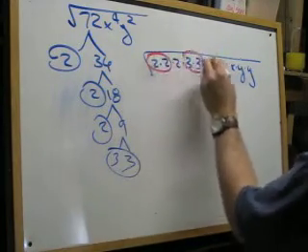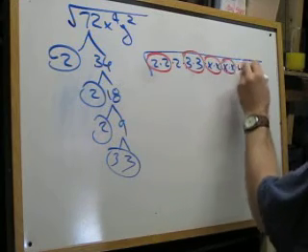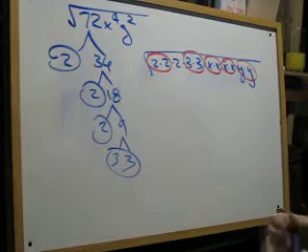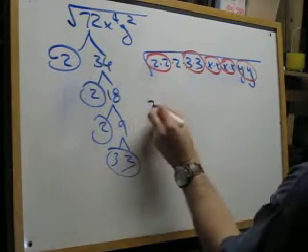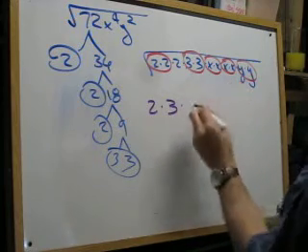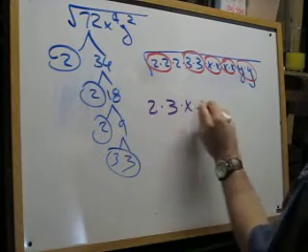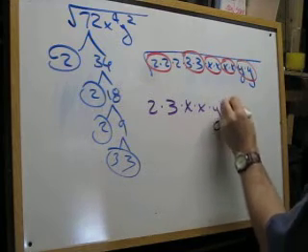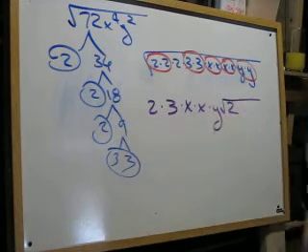1, 2, got a couple here, here, and a couple here. So when I pull them out, I'm pulling out a 2 and a couple of 3's, a couple of x's, and another couple of x's, and a couple of y's. And I'm left with whatever I didn't circle.